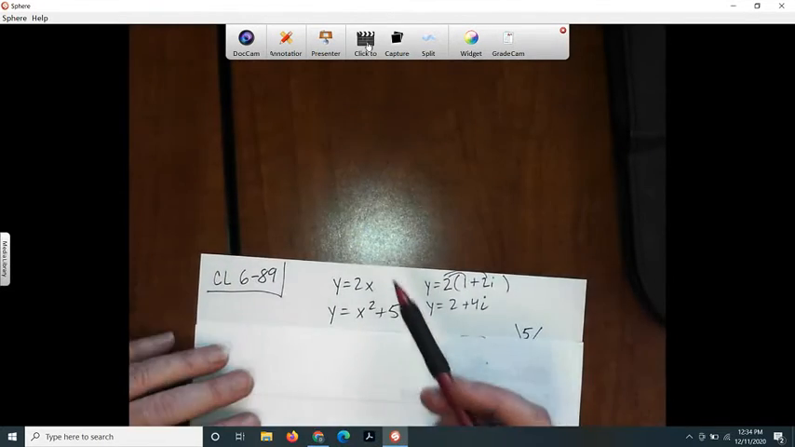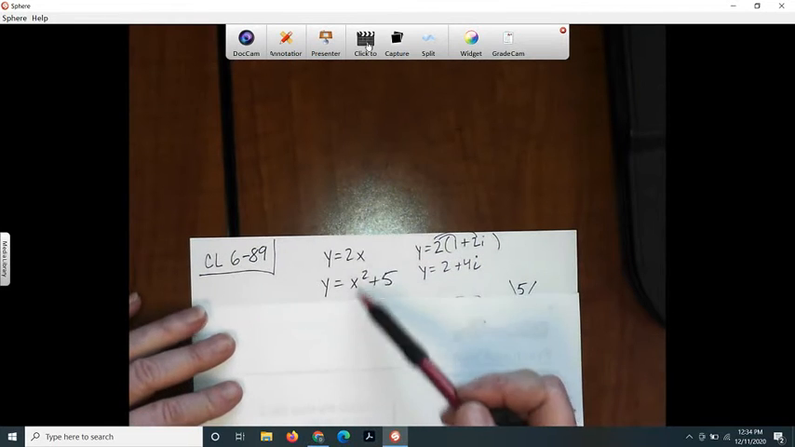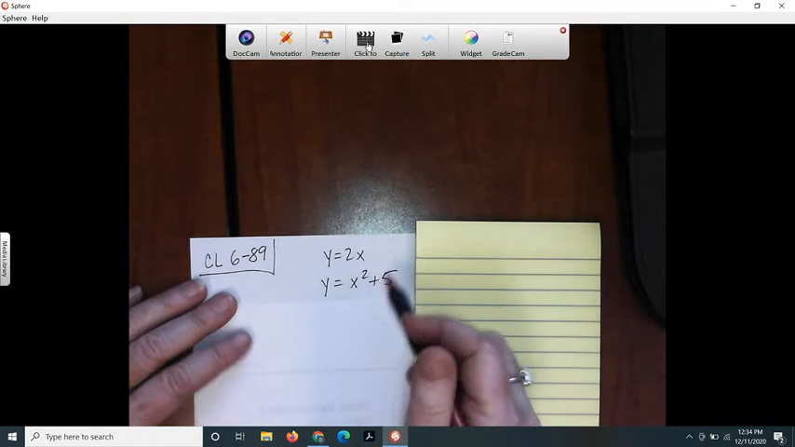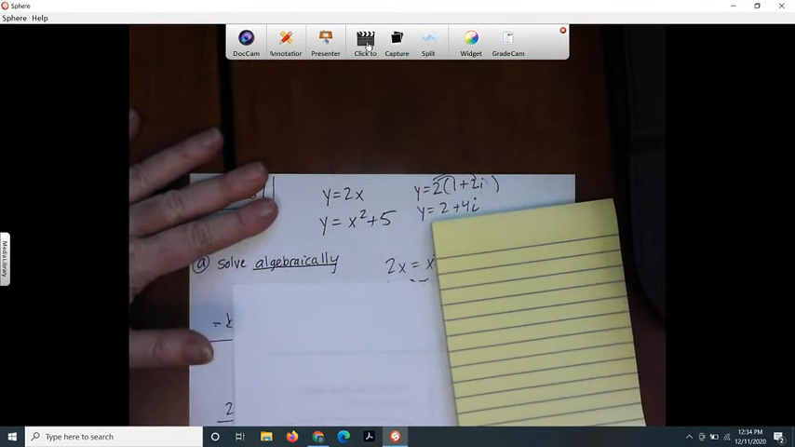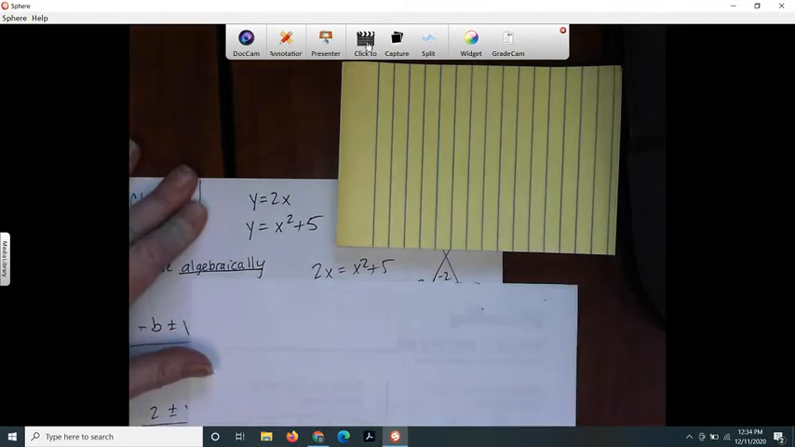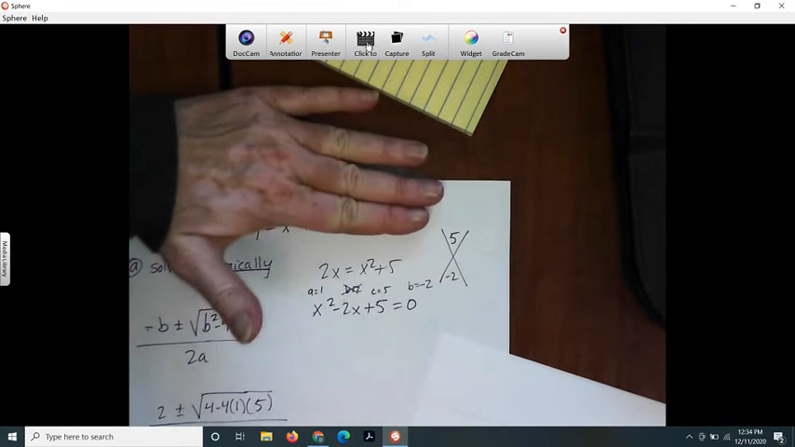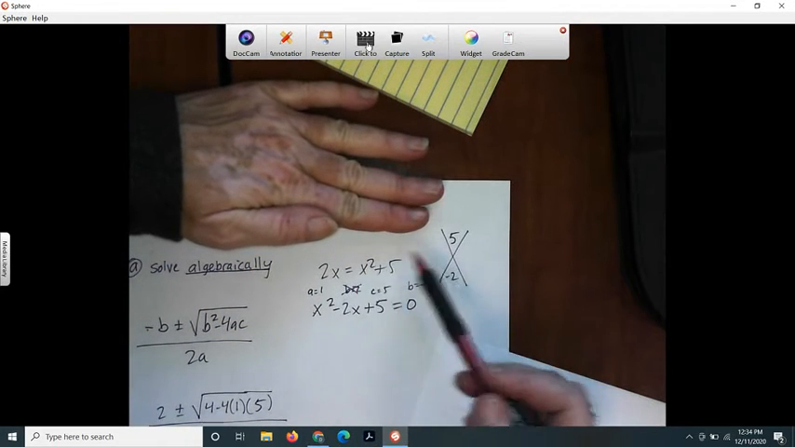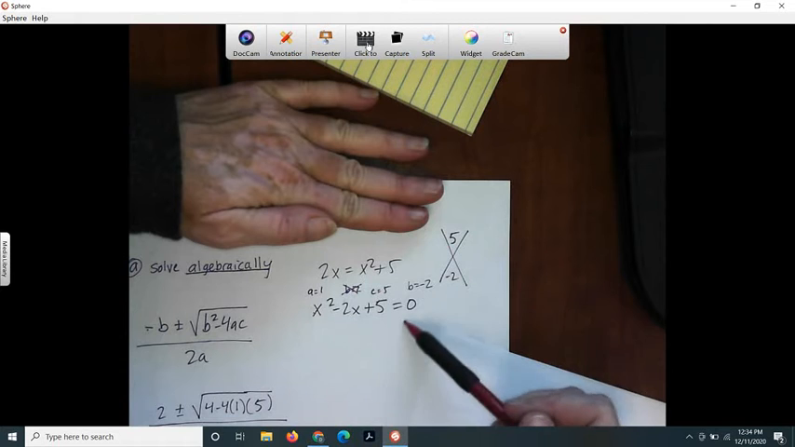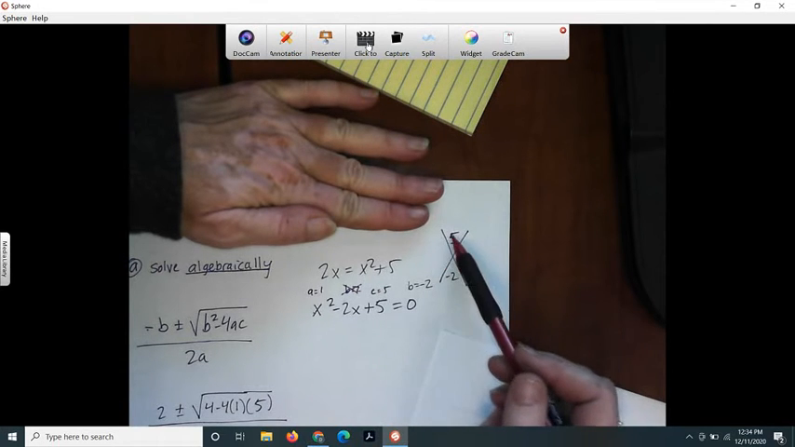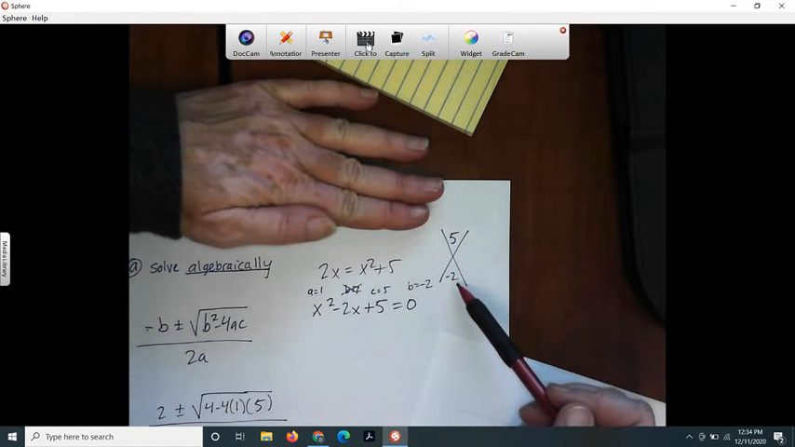So I started out with the system of equations, and then I wanted to solve it algebraically. So I did a diamond problem on it. Just don't look at that part, that's not part of it. I did a diamond problem, and then I found out that I couldn't find anything that multiplies to make 5 and adds to make -2.